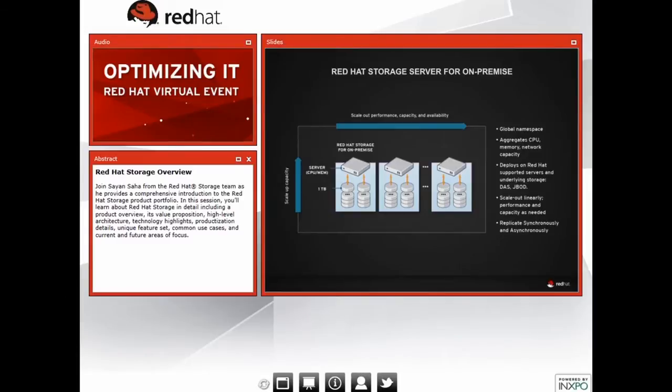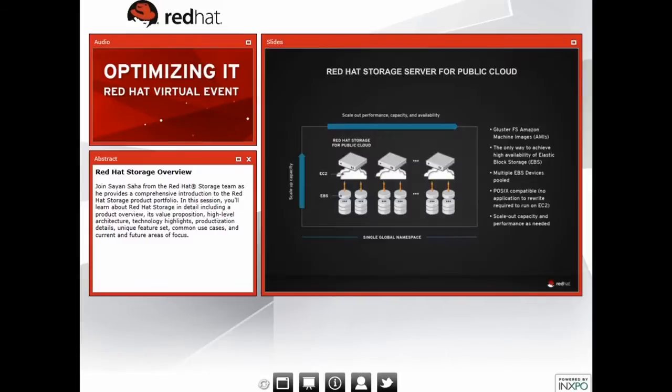However, there is another variant which we call the Red Hat Storage Server for Public Cloud, that comes in form of Amazon machine images, and the whole idea is you can take this and run it in AWS. And currently, Red Hat Storage Server for Public Cloud is available in all Amazon regions and zones. So you should be able to use it anywhere in any part of the world.